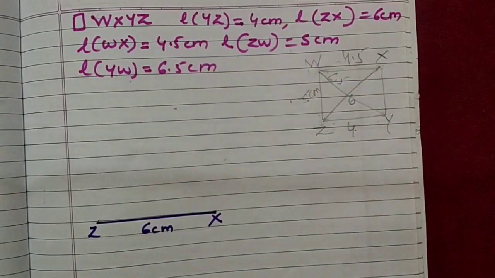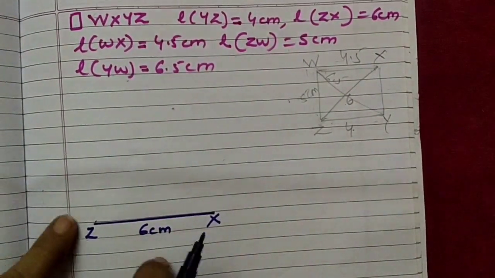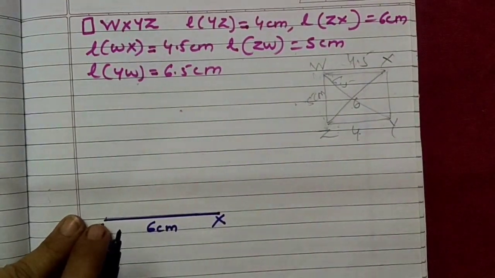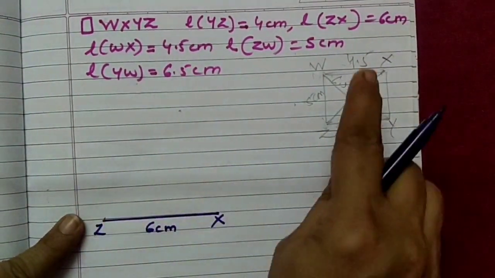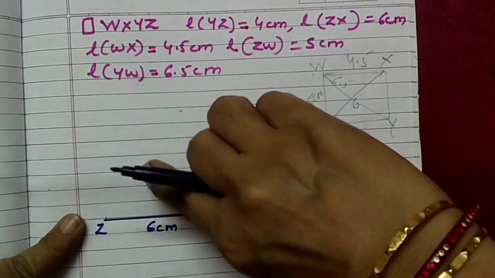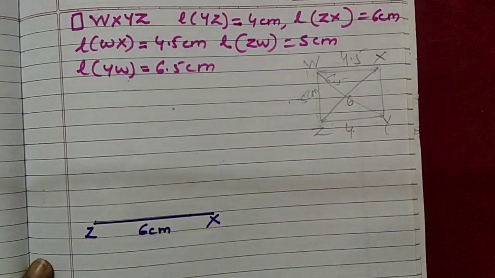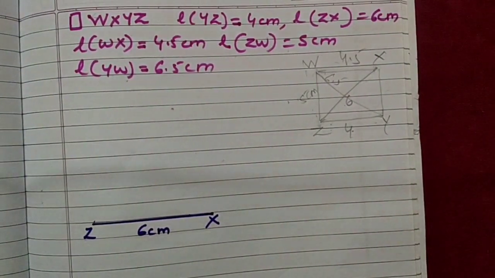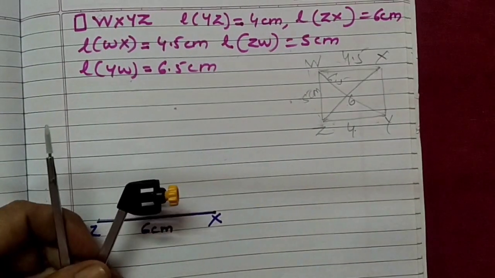Now we have to do the construction of triangle where all the three sides are given like that. So first we will take a measurement of 5 centimeter, draw an arc from here. Then we'll take a measure of 4.5 and draw another arc to cut that. That is the way to do the construction. So first we'll take a rounder. We put the pencil in the rounder.